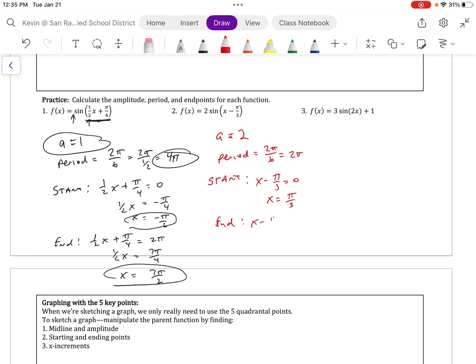And then for our ending point, we're going to take x minus pi over 3 equals 2 pi. So again, we're going to add pi over 3 to 2 pi. Well, 2 pi is the same as 6 pi over 3, so that would give me 7 pi over 3. You have to be able to do a little bit of math there.